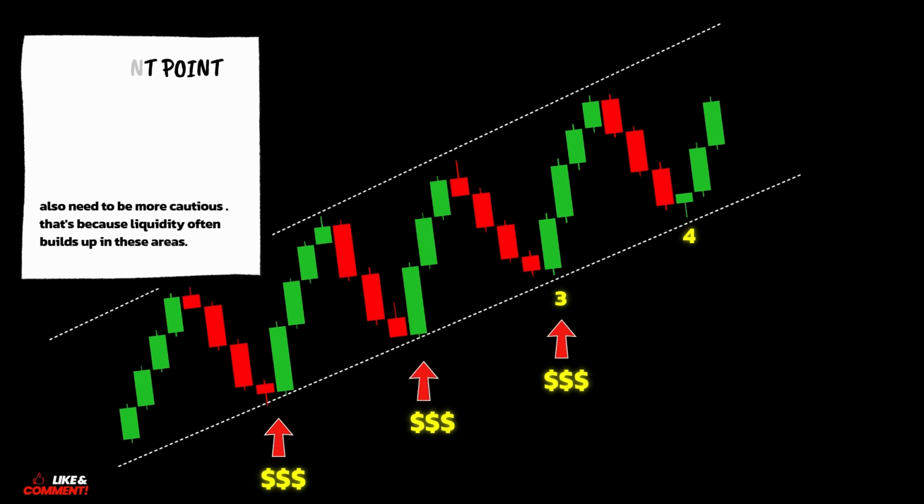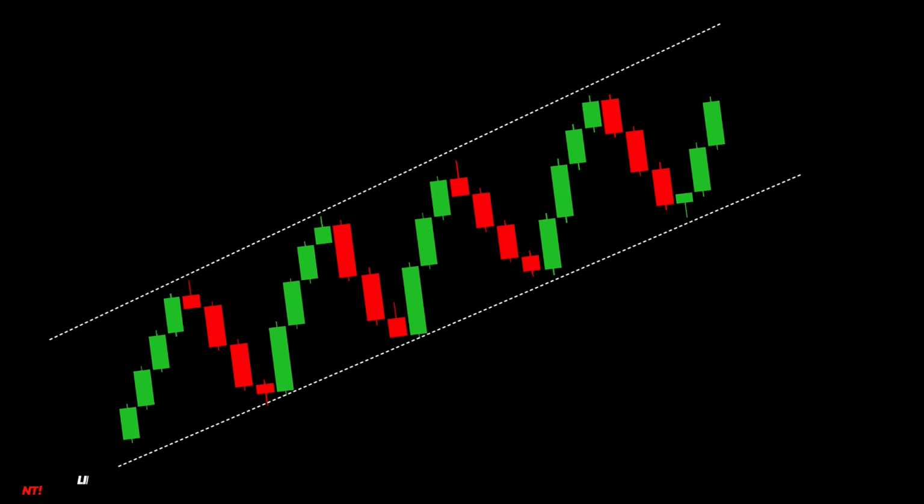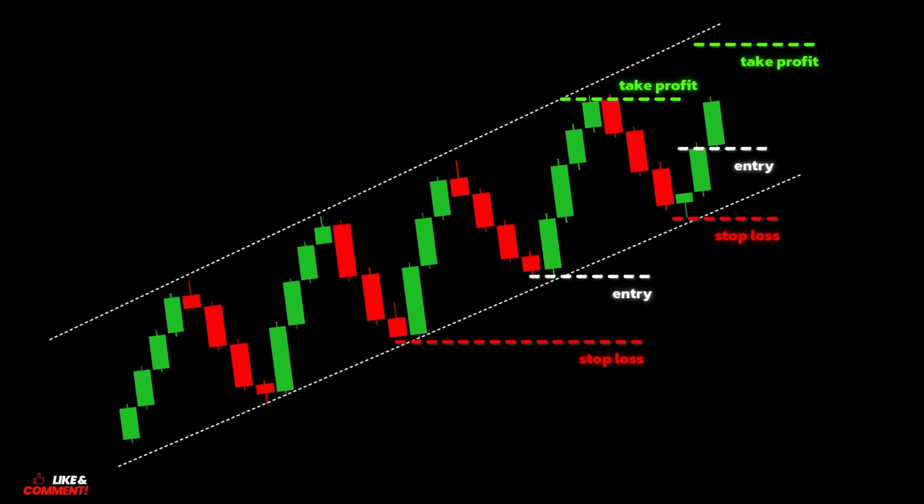Now for entries, we have two professional methods. Method 1. Wait for candlestick confirmation, and after seeing price reaction, enter the trade. Method 2, this is a more aggressive entry. We enter the trade with a stop loss placed below the previous low while managing risk properly. Summary: don't enter too early and don't enter too late. The golden zone for trading an ascending channel is the third and fourth touch.